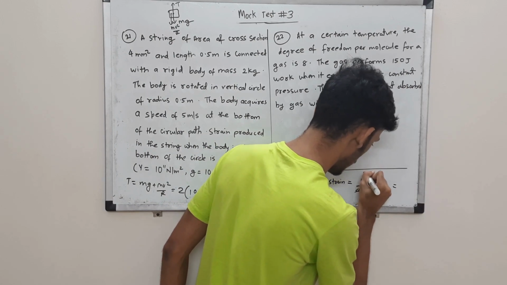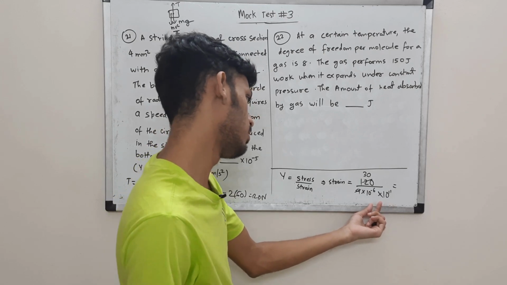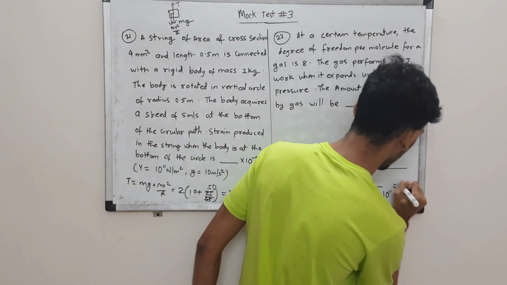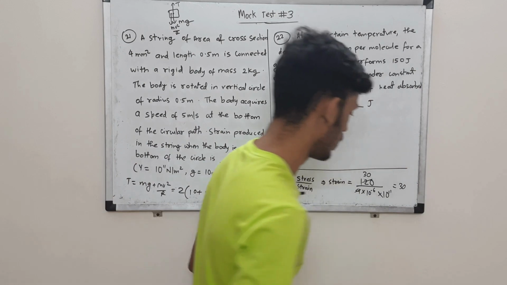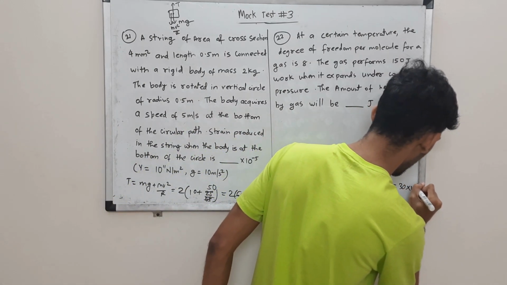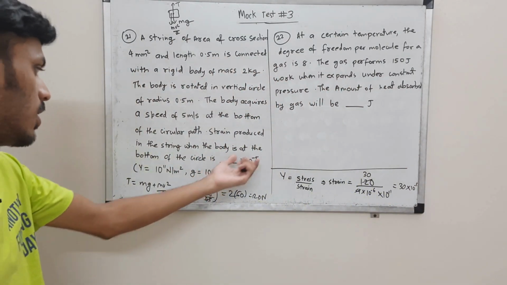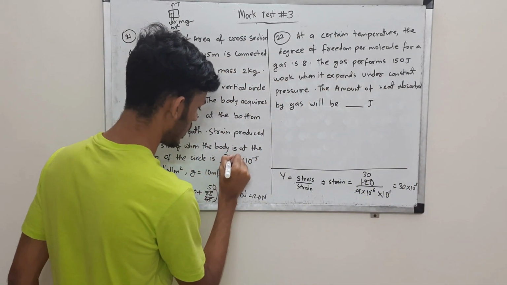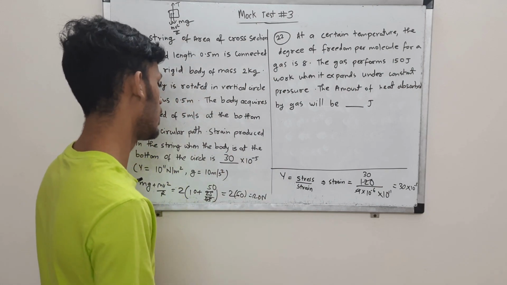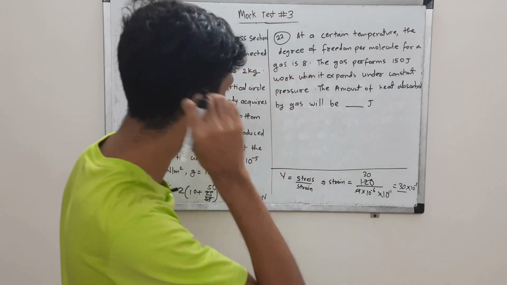This is 4 by 3, and this is 10 to the power 5. So 30 into 10 to the power 5 in the denominator; if you take it to the numerator, it will be minus 5. So 30 into 10 to the power minus 5. You want it in terms of 10 to the power minus 5, so here the answer will be 30 into 10 to the power minus 5.